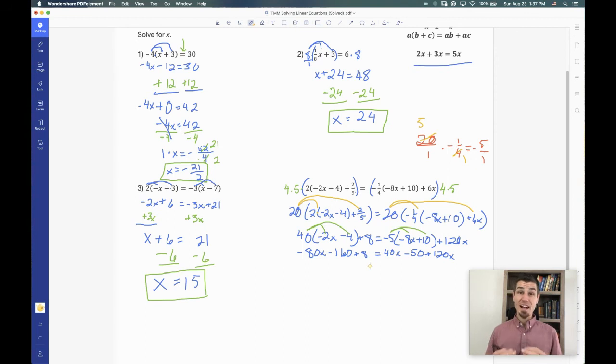Now, when I'm here, I like to combine like terms. We have a bunch of stuff going on either side of the equation. And really, if we could just make it look something like this, it'd be kind of nice, right? So let's go ahead and do that. So we just need to combine like terms. We have -80x. There's no other x terms on this left side. So we can just add these numbers though, right? We've got a -160 with a positive 8.